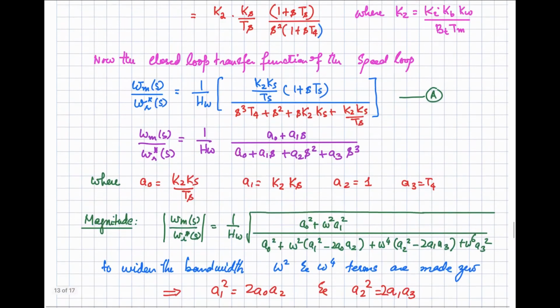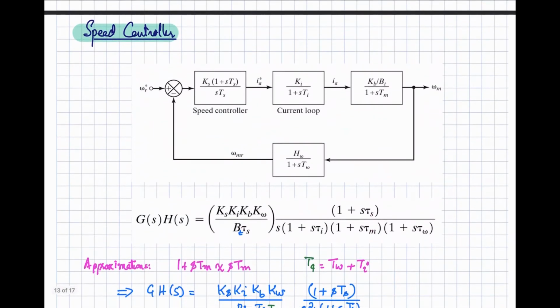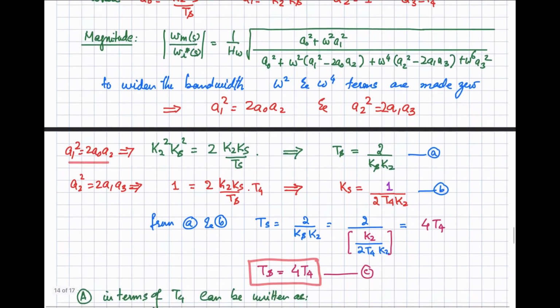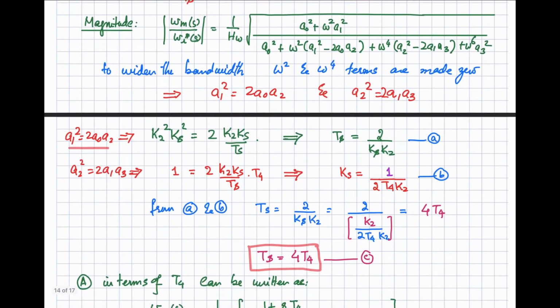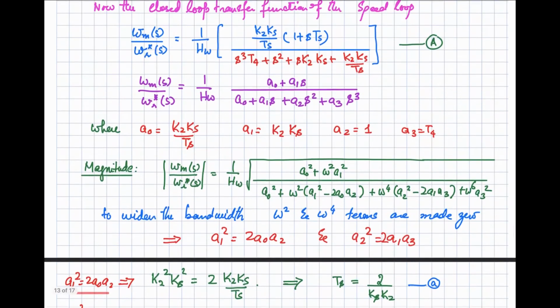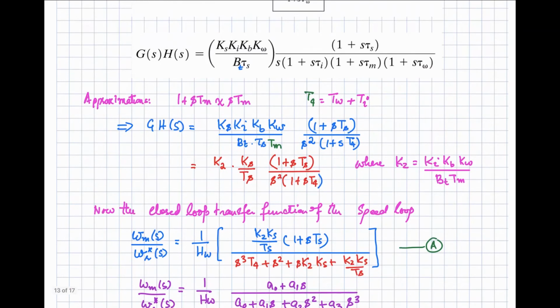So what was ts? If you look at this diagram, this is representing the zero of your speed controller. So ts is equal to 4 times t4, which we have obtained with this approximation. Now what is t4? We have already defined that t4 will be equal to t omega plus ti. That is the delay because of your speed sensor, and this is the delay of your current loop.